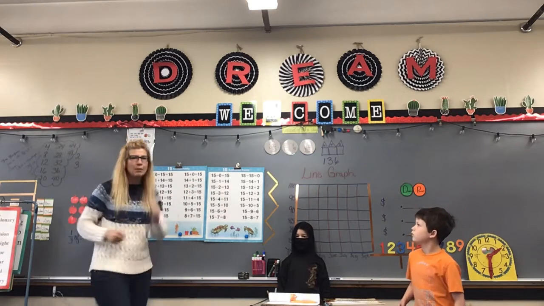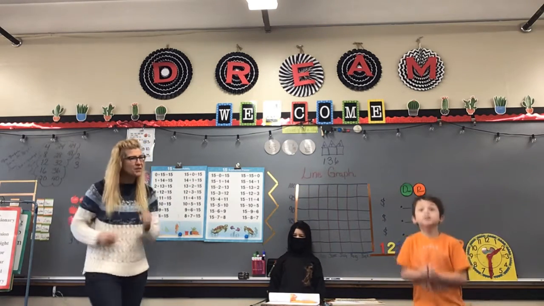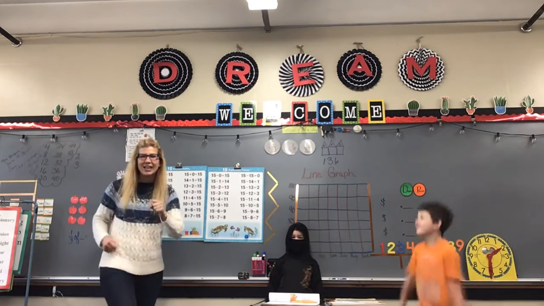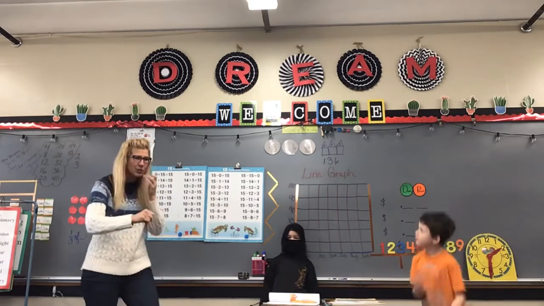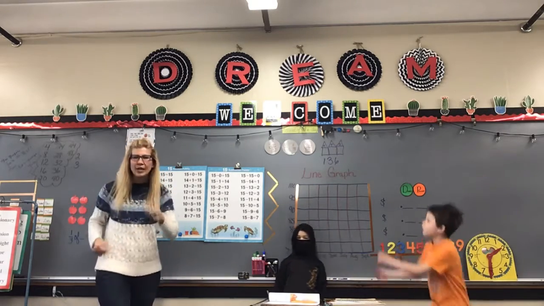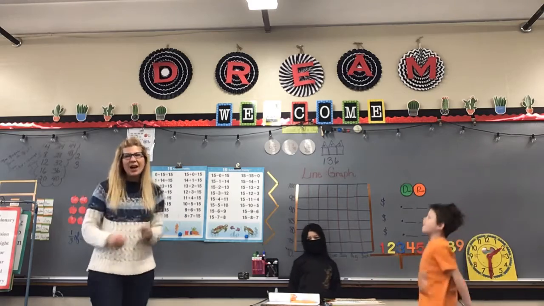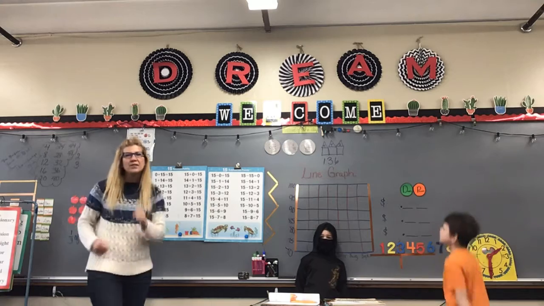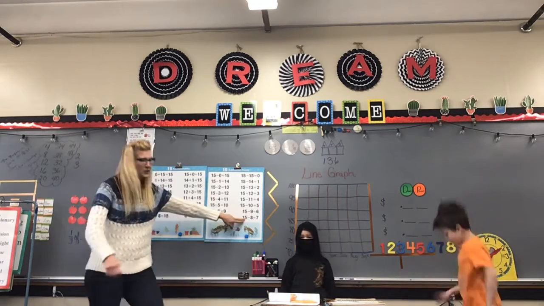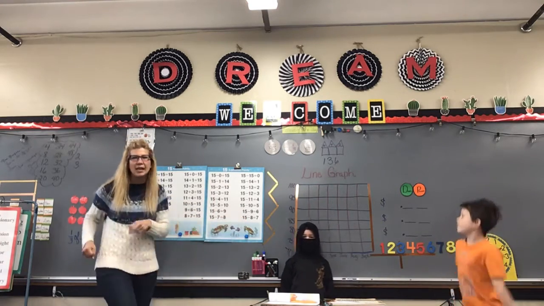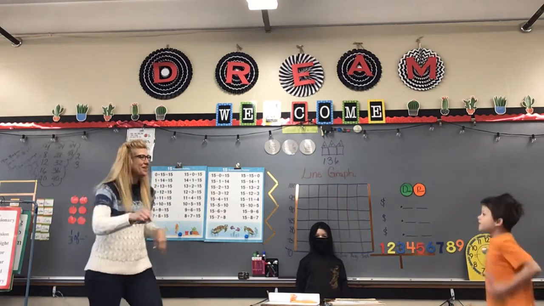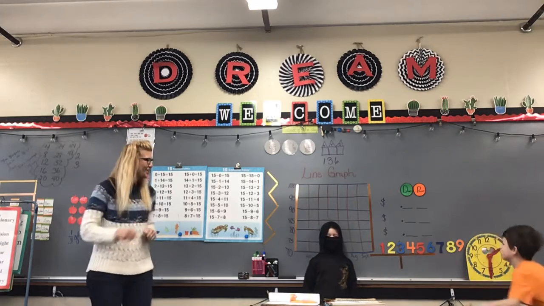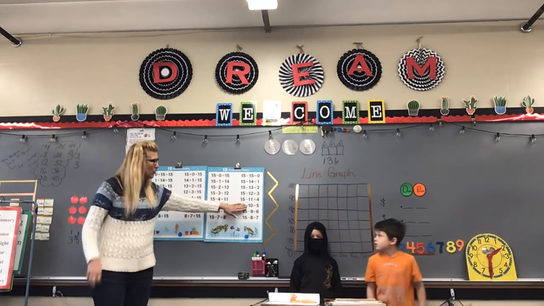Ready, begin. 15 minus 0 equals 15. 15 minus 1 equals 14. 15 minus 2 equals 13. 15 minus 3 equals 12. 15 minus 4 equals 11. 15 minus 5 equals 10. 15 minus 6 equals 9. 15 minus 7 equals 8. 15 minus 8 equals, oh, sorry, 7. 15 minus 9 equals 6. 15 minus 10 equals 5. And that's all we're going to do today.